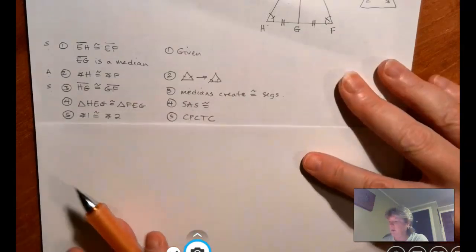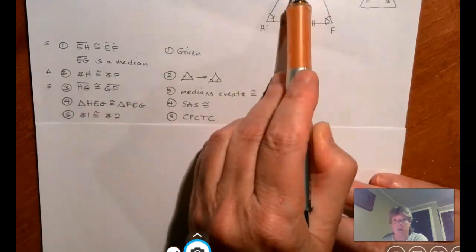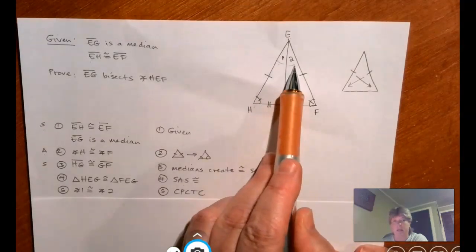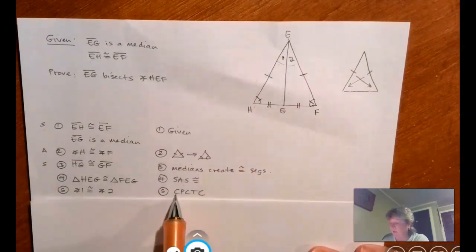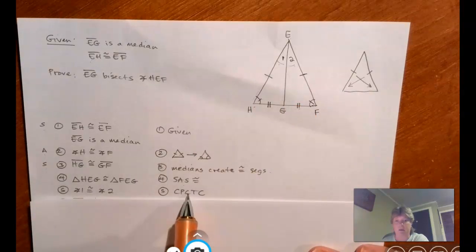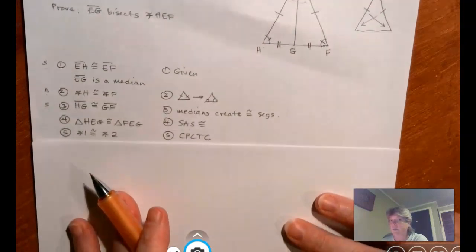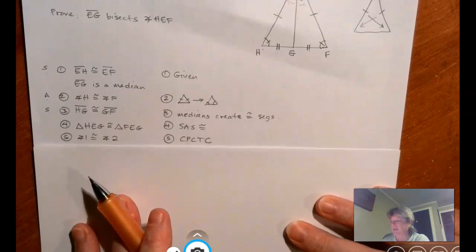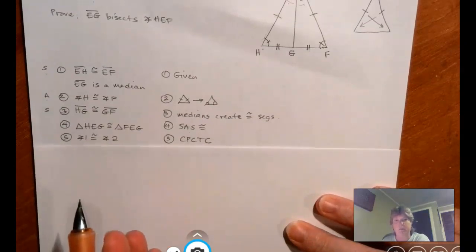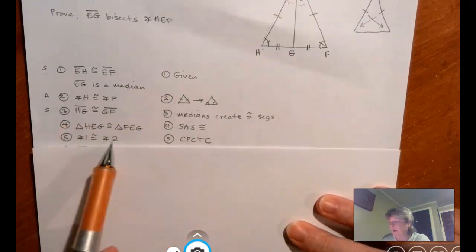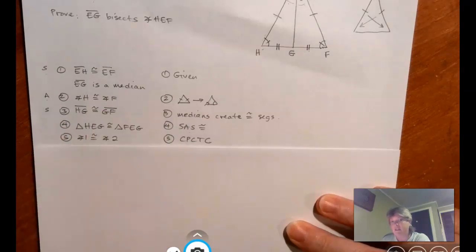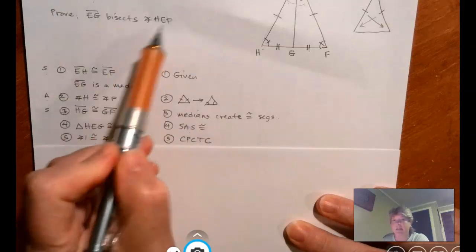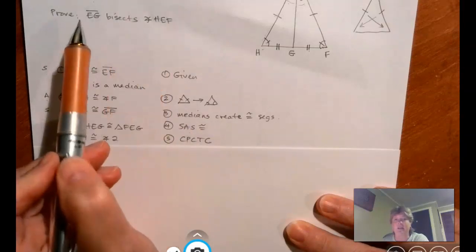And then the next one is that angle 1 here is congruent to angle 2. And the reason for that is that corresponding parts of congruent triangles are congruent. And it's not unusual for people to stop right here and think that they're done, because it feels like we've proved what we want to prove. Because if these two angles are congruent, then that makes EG a bisector, so it feels like we're done. But you're not done until you've actually said this in your proof. And I haven't said this yet, so I'm not done.